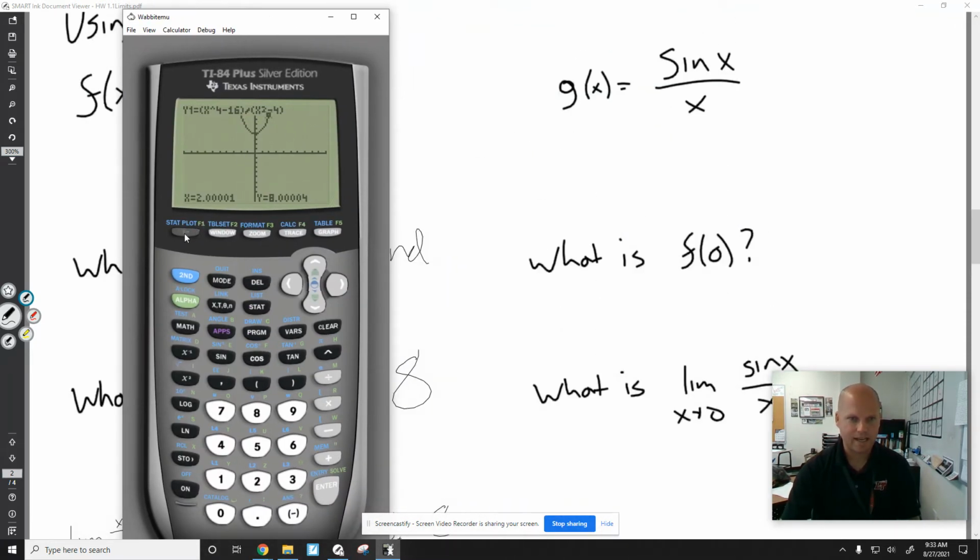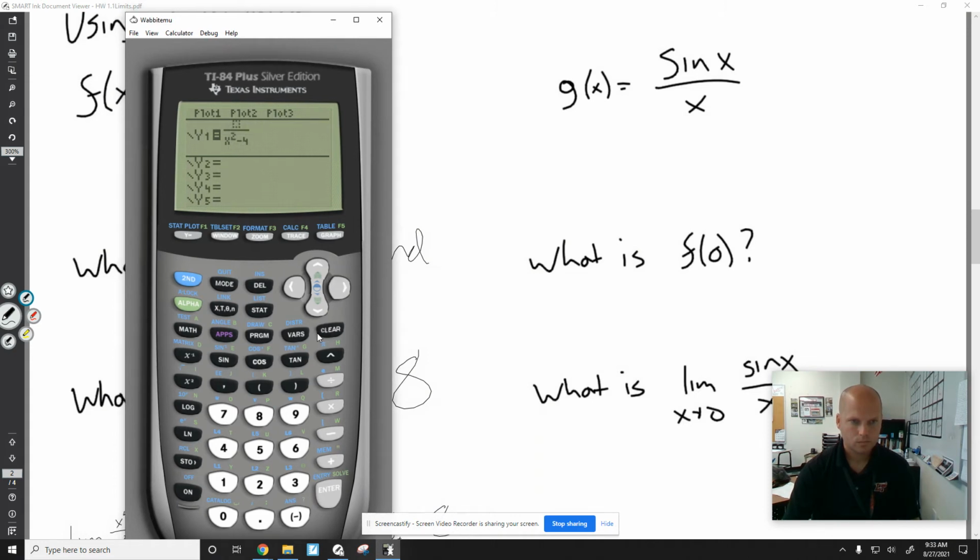Let's look at sine x over x. Make sure your calculator is in radian mode. That's the first thing. You'll always be in radian mode in this class. We are only using radians. Go to mode, make sure you're selected to radians. Okay? Now we're going to start by graphing it, see what the graph looks like.